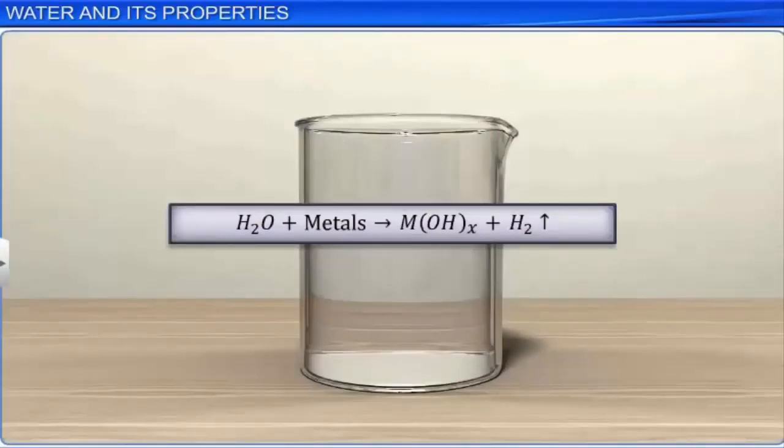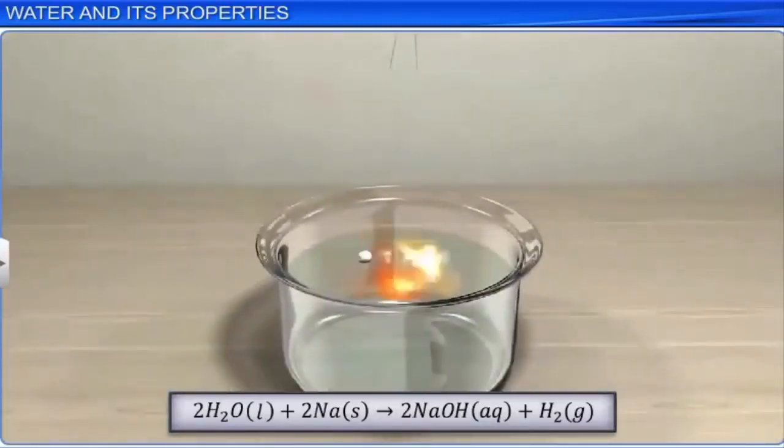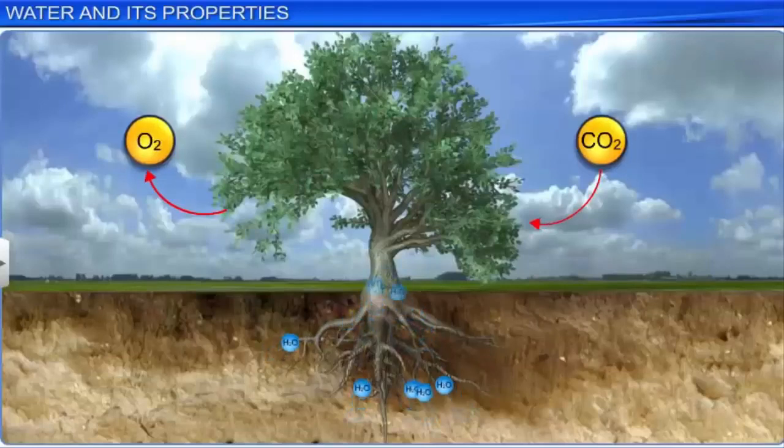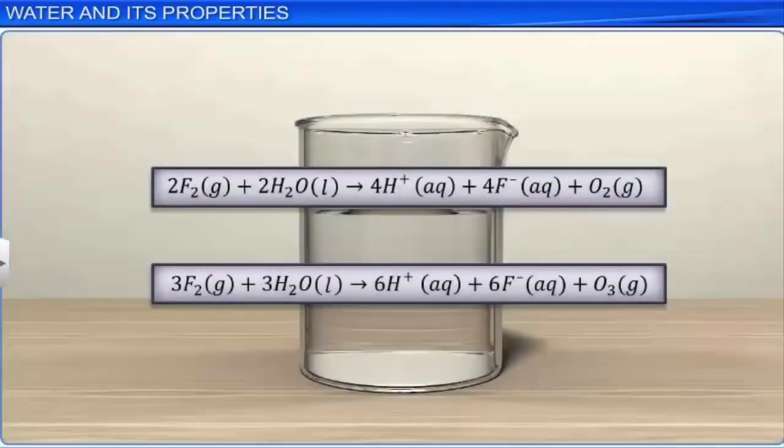Redox reactions involving water. Water can easily be reduced into hydrogen by highly electropositive metals. For example, sodium metal reacts with water to give sodium hydroxide and hydrogen. Therefore, it is a great source of hydrogen. Water is oxidized to oxygen during photosynthesis. The reaction that takes place is 6 molecules of carbon dioxide react with 12 molecules of water to give 1 molecule of glucose, 6 molecules of water and 6 molecules of oxygen. It also reacts with fluorine gas to give oxygen and ozone.